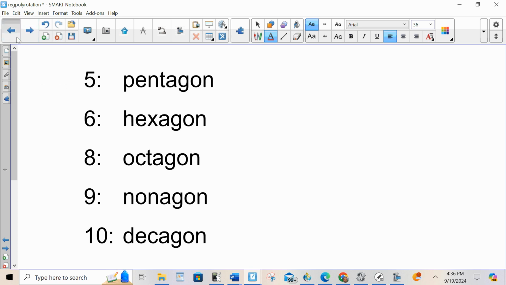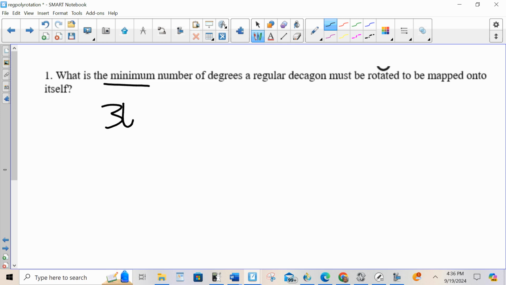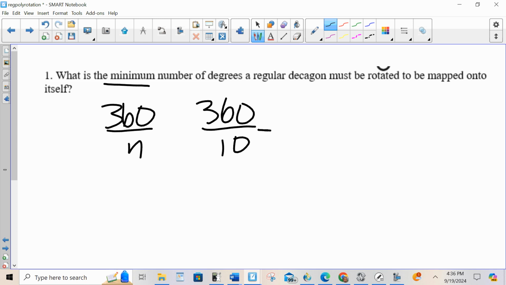So for number 1, what is the minimum number of degrees that a regular decagon must be rotated to be mapped onto itself? Step 1, to find the minimum rotation, I do 360 over n, where n is the number of sides and angles of the polygon. A decagon, we just said, has 10 sides. 360 divided by 10 is 36. That's the minimum rotation. That's the answer.